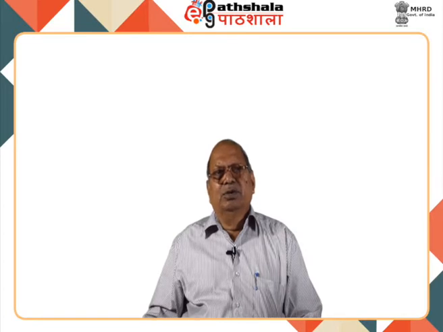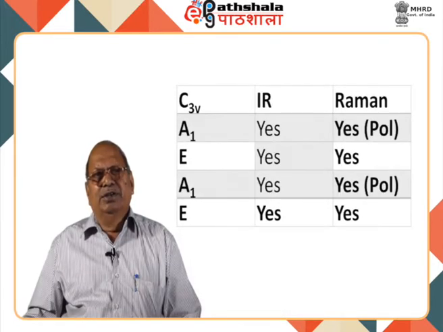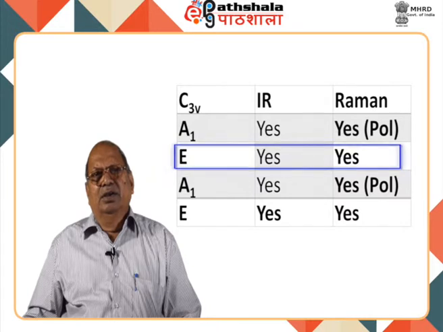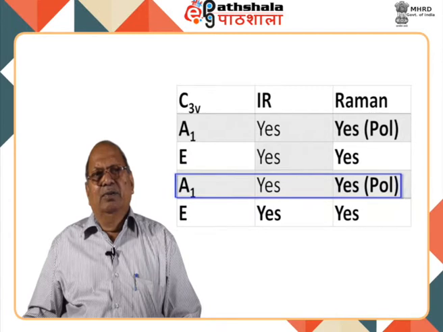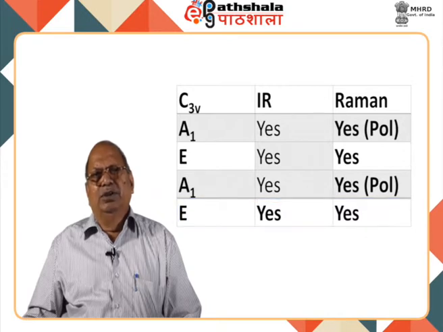And the results for the IR activity of the AB3 molecule in the C3V point group are summarized as: A1 IR yes, Raman yes, polarized; E in IR yes, Raman yes; and then A1 is again yes, yes, polarized; E yes, yes. Thus, for AB3 pyramidal, all 4 modes will be IR and Raman active, and 2 Raman bands are polarized.